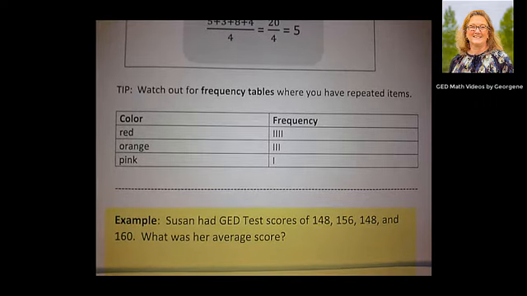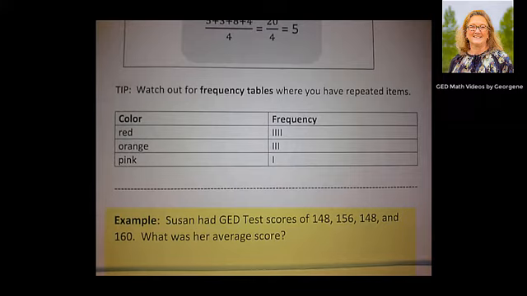Okay, let's take a look at this. This is an example about a student named Susan. She has taken all four GED tests, and her scores were 148, 156, 148, and 160. It's asking what is her average score. When we have the word average, that really means to find the mean. We have to take the total of the data, and here we've got numbers, so we're simply going to add up all those numbers.